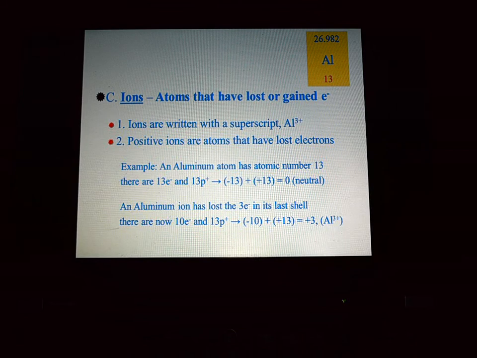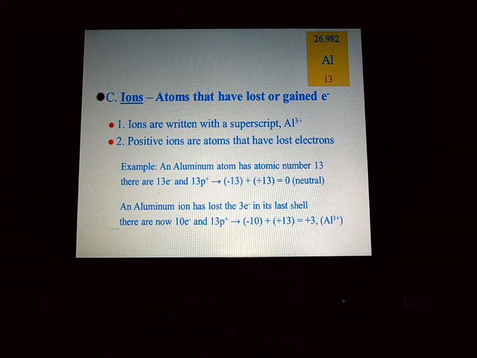Now, as I said, ions are atoms that have lost or gained electrons. We write them with what are called superscripts, kind of like an exponent. But the exponent has a positive or negative sign. So, for example, for aluminum, you see the 3+ there. That designation tells you it's an ion, that it's not just an atom, that in fact it has lost or gained electrons. If it's a positive ion, it has lost electrons.